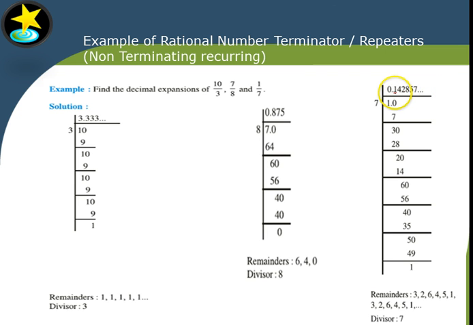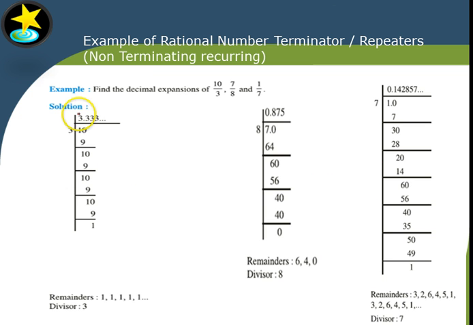But then it follows a certain pattern where 1, 4, 2, 8, 5, 7, and after that you'll again get 1, 4, 2, 8, 5, 7, and so on. So here 1, 2, 3, 4, 5, 6. There are 6 digits which will keep repeating one after the other in this particular fraction. So that's again a repeater.